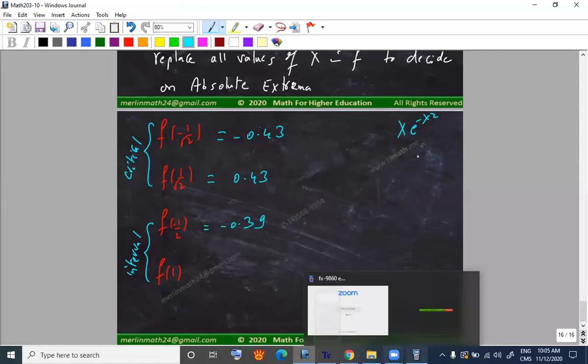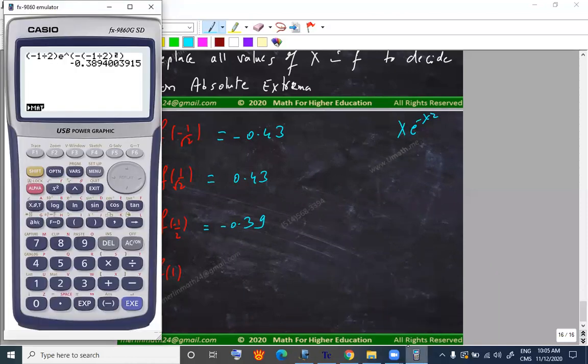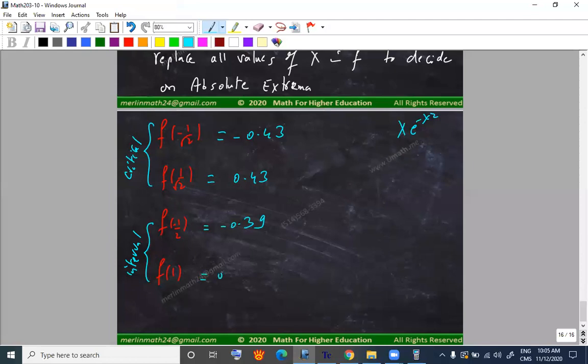For the one easy to determine, it's e to the power minus 1. Let me just plug it in, e to the power minus 1, and it would be 0.37. You agree? Okay, that's it. This is what we did in the previous problem, but with more calculations. Now what you do is look at the highest value. I see 0.43 is the highest, so this is my absolute max. And the lowest is minus 0.43, so that is my minimum. You agree? And that's it.